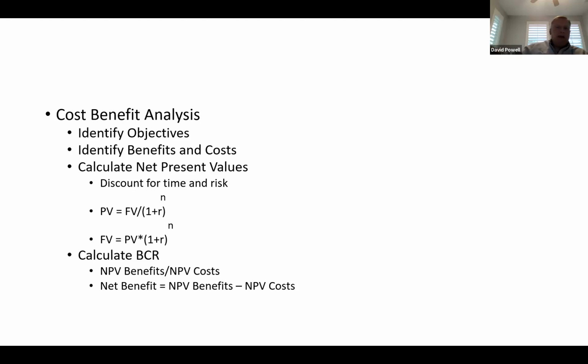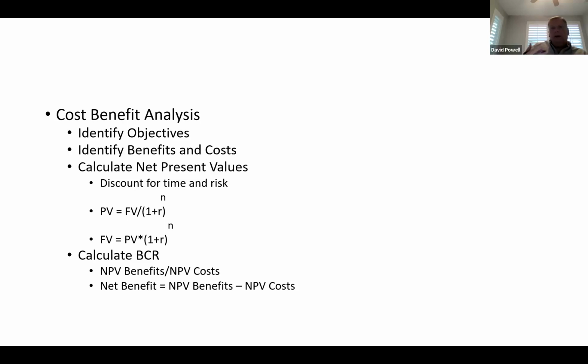This is the example of getting the $1,000 today. So your present value is the $1,000 you get today, multiplied by 1 plus the prevailing rate of return, raised to the n exponent, which is the number of compounding periods. You can then take your present value and compound it into the future value that it will be worth at some point in the future. Discounting and compounding are very important activities we engage in when putting together this cost-benefit analysis.